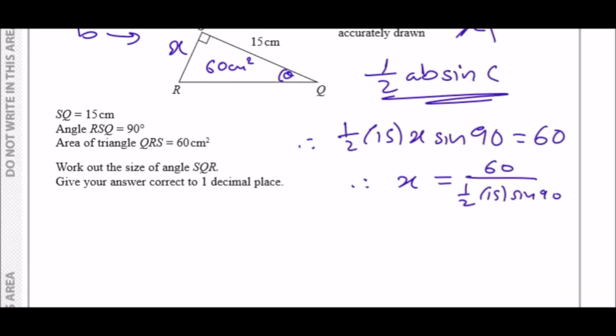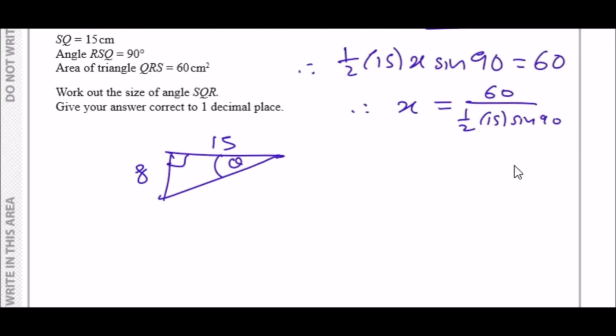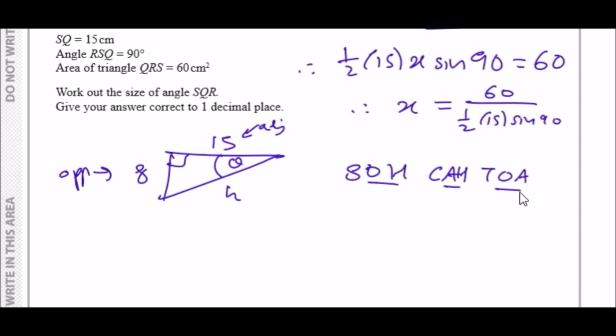So therefore, for the new triangle, I would always redraw it. I'm going to make it look a bit more flat. So 15 across here, 8 across here, and we're trying to find this angle here, theta. Now we can work this out using trigonometry. From SOHCAHTOA, this is the angle of interest, theta. So this 8 is the opposite, and this one here is the adjacent. So we need O and A, so we need TOA.